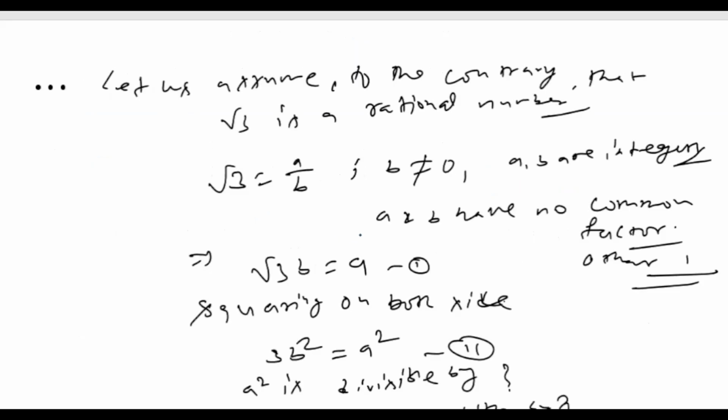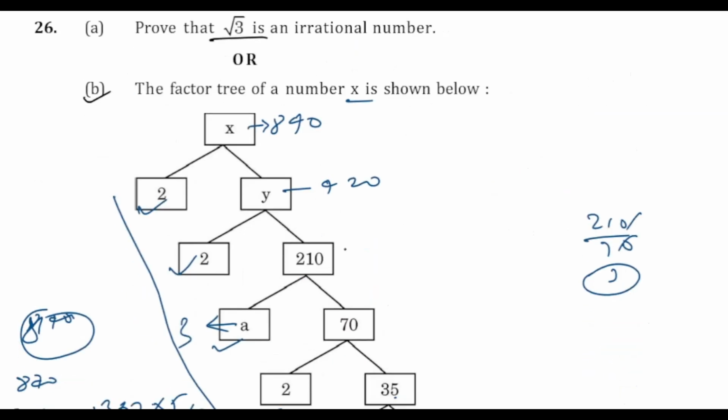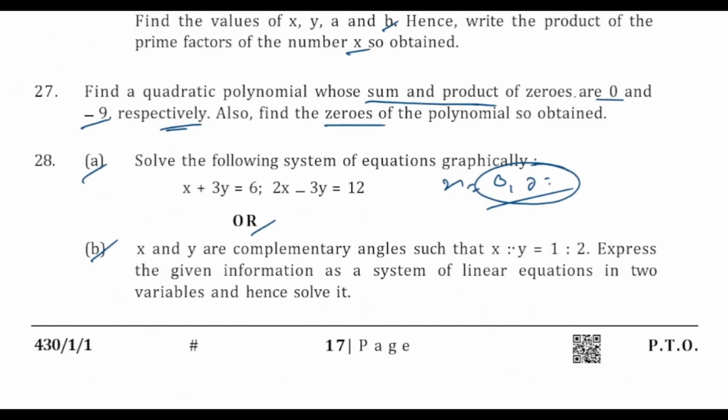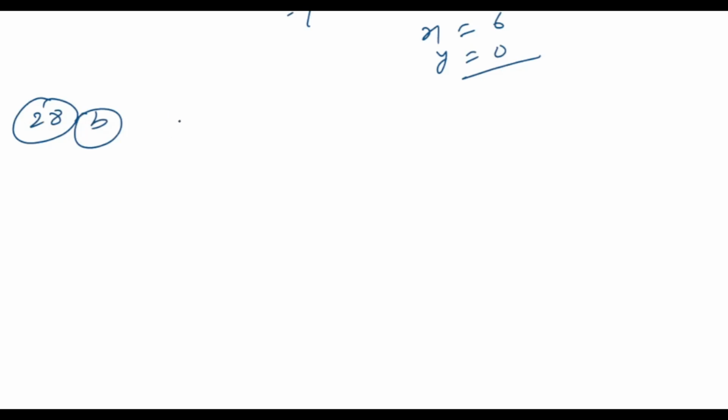Given X and Y are complementary angles such that X is to Y is 1 is to 2. Express the information as linear equations in two variables and solve. So let's try to solve this question, 28b. This is another whiteboard. You have given that x and y are complementary angles, and we know that the sum of complementary angles is equal to 90 degrees. So x plus y gives you 90 degrees.